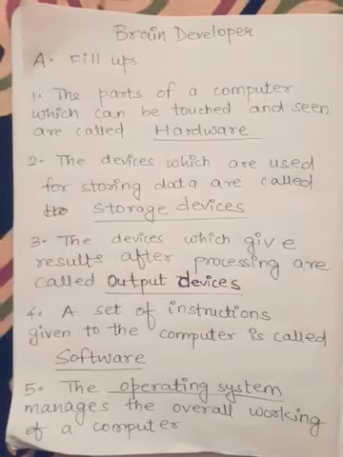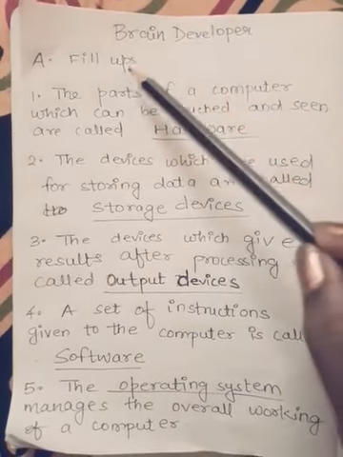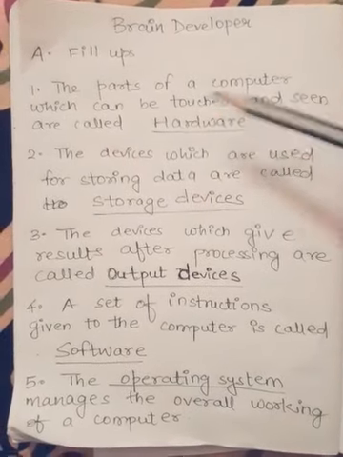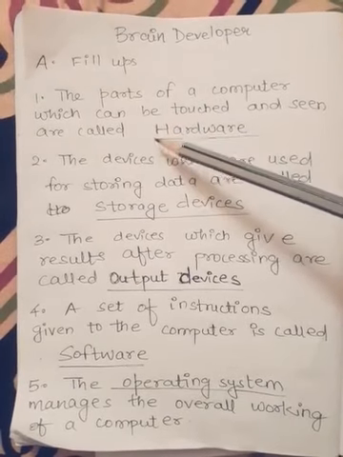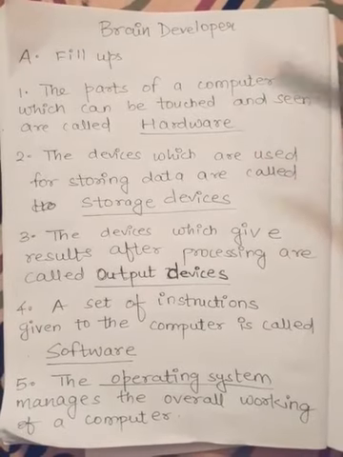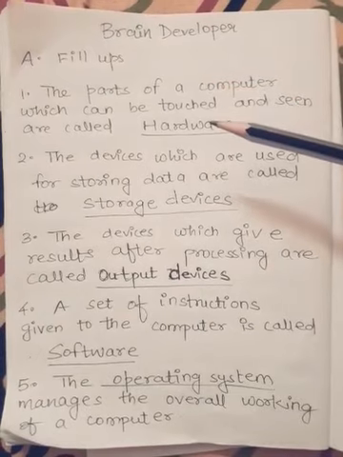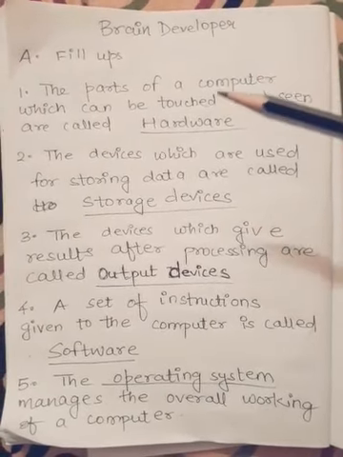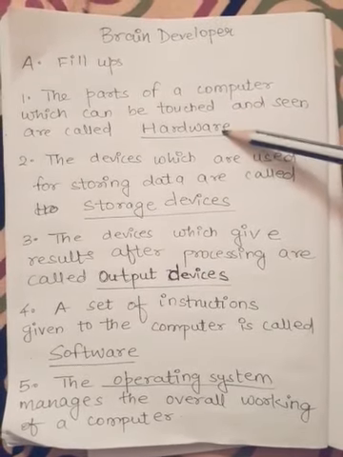Okay. So here, students, this is the brain developer section. In section A you have the fill-ups. So, students, the parts of a computer which can be touched and seen are called the hardware. You have seen the hardware, that is your computer, the mouse, the keyboard, the printer. This we can see. Whatever parts of a computer which we can see and touch are called the hardware.